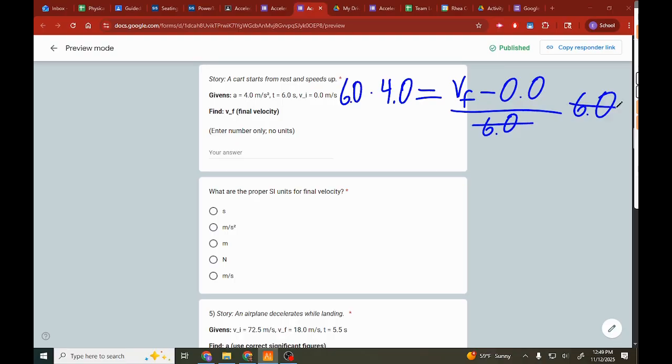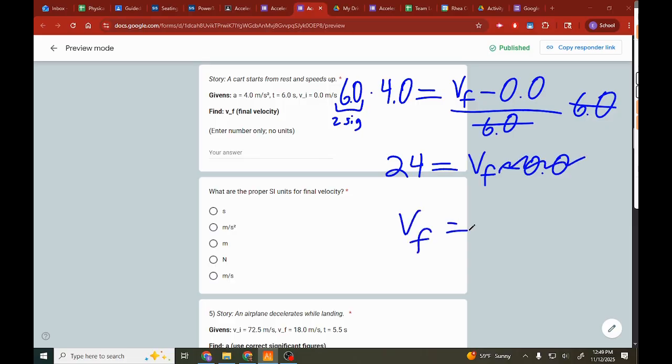Those cross out, and 6 times 4, that'd be 24. And both of these have two sig figs. Luckily, our answer already has two sig figs, so we're good there. All that's equal to VF minus 0.0. And well, if I take my final velocity and subtract 0, nothing's going to change. So I can honestly just scribble that out at this point and say that my final velocity is 24 meters per second. On to the next.